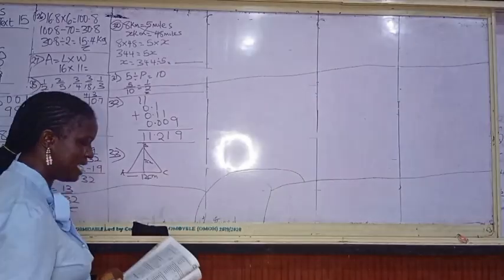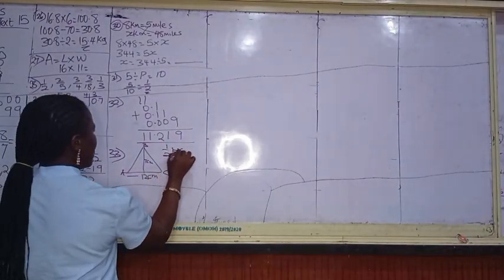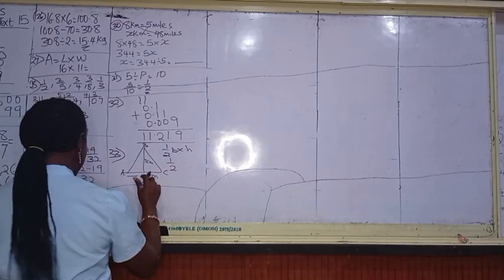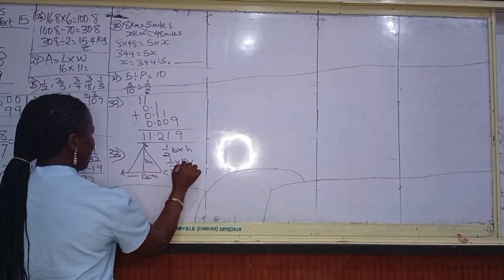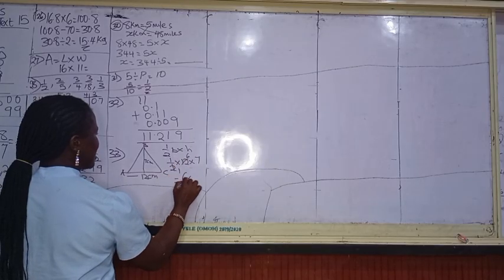So the formula there is half base times height. Half base times height. So our base there is what? And our height is 7. 2 here 1, 2 here 6. So we have 6 times 7.